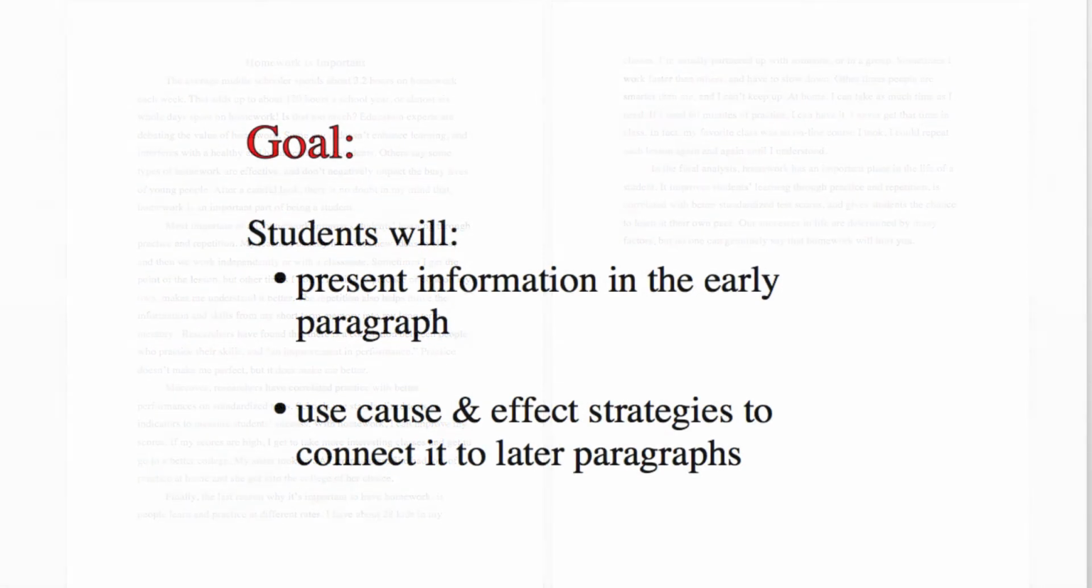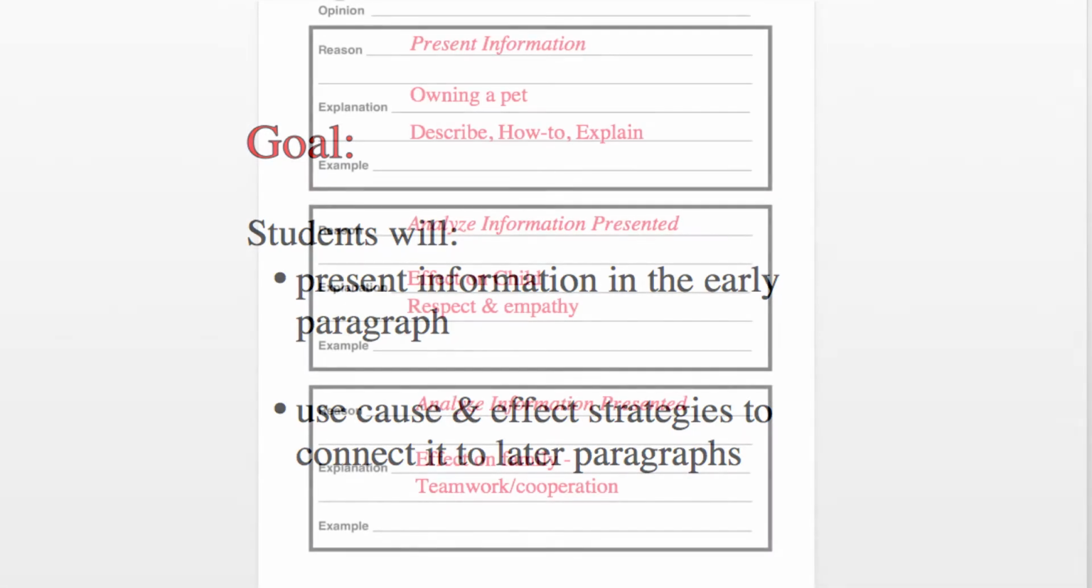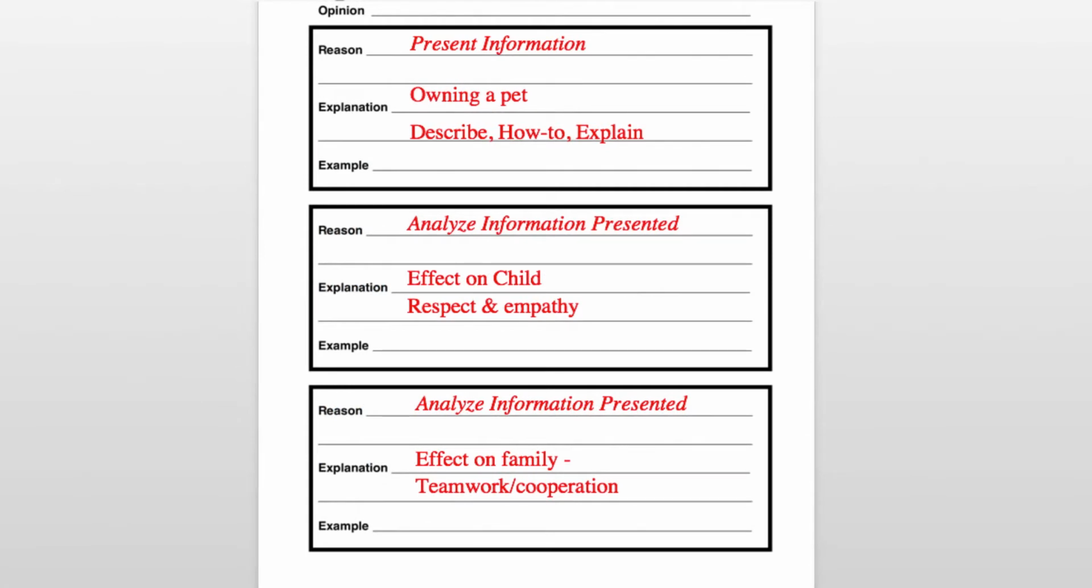A second goal is for students to present information in the early paragraph and then use cause and effect strategies to connect that information in the later paragraphs. The older writer presents information in the early paragraph and then draws connections about the information in the next paragraphs. The structure builds towards the strongest big idea paragraph.